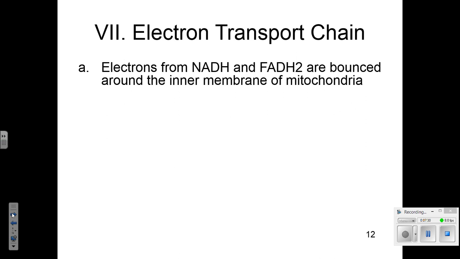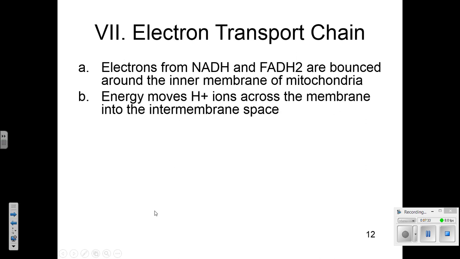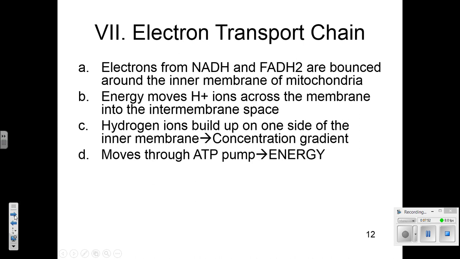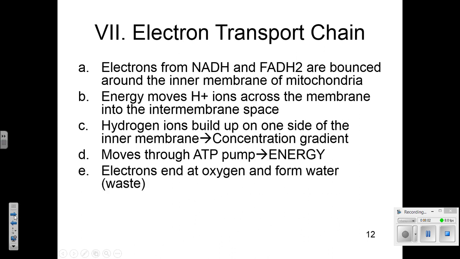And we're basically going to bounce those electrons around those cristae, the inner membrane. We're going to push hydrogen across the membrane to form a concentration gradient. This is the same as what it was in photosynthesis. We're pushing hydrogen on one side of the membrane so that it builds up, so that the hydrogen can move through the ATP pump, which then creates ATP, which is our good energy. We want that. We're basically just using the hydrogens to move the pump.